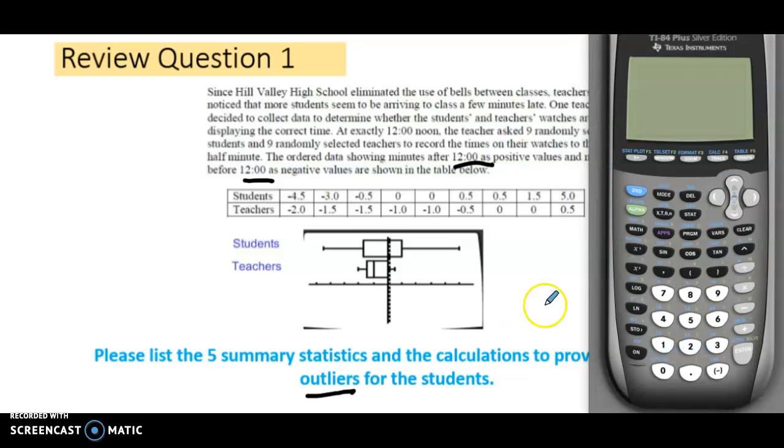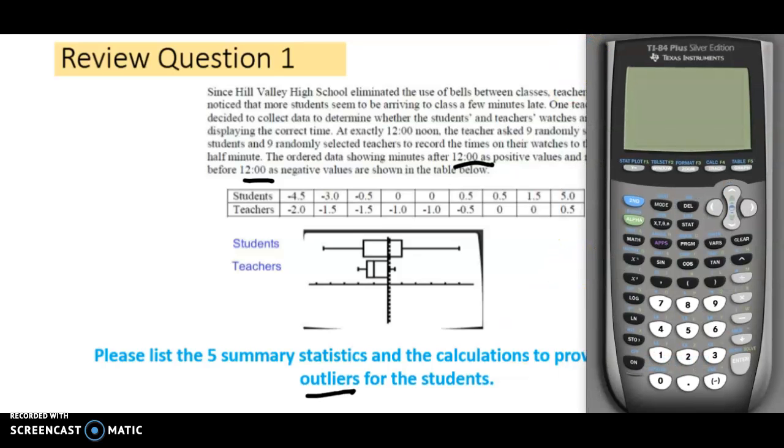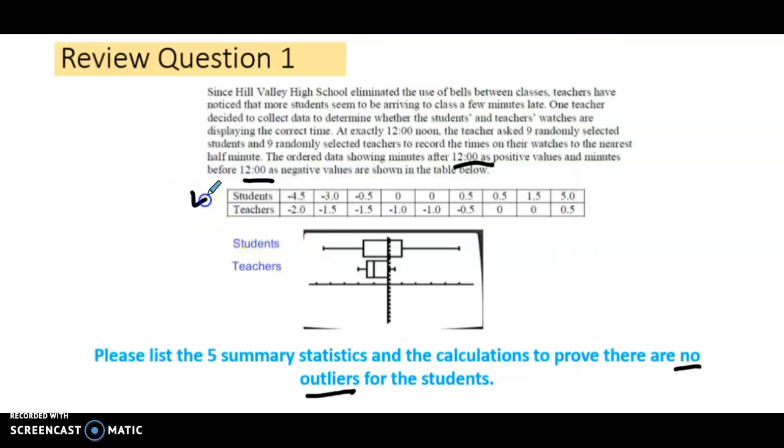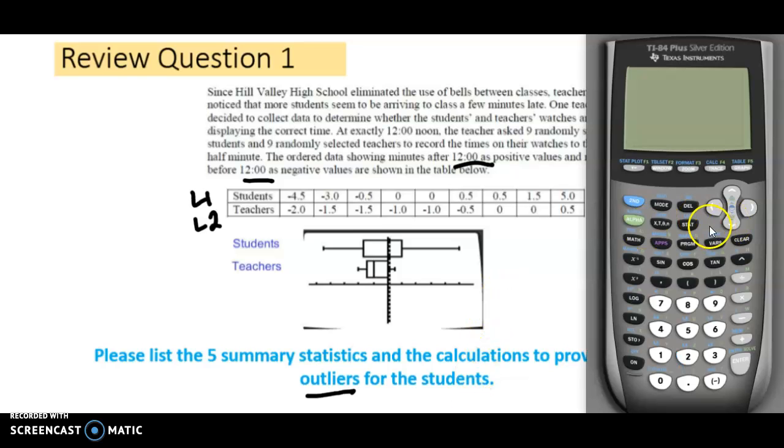All right, so in order to do that, on your graphing calculator, number 1, to put the data in, we're going to put students as list 1 and teachers as list 2. So go to Stat. Okay, we're editing the list. Hit Enter. I've already entered my data in, but all of the students' times are going to be in list 1 and all of the teachers' times are going to be in list 2.